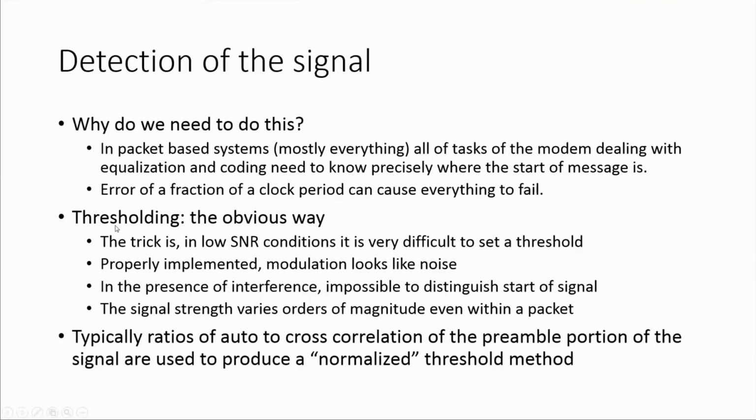The obvious way is just to set a threshold. However, when you're in low signal noise ratio conditions, which is almost always in a properly designed system, not in amateur radio because we like to have loud signals, but in a properly designed system, you want to use the minimum power you possibly can use to, say, conserve battery life or save money on electrical power. So it's always a low SNR condition. Setting a fixed threshold is extremely difficult. Basically, it's impossible.